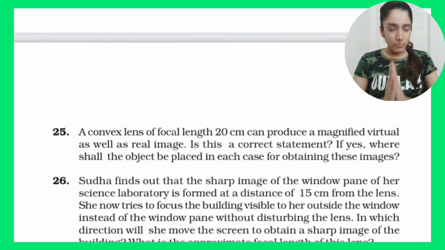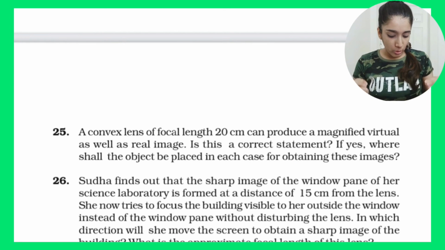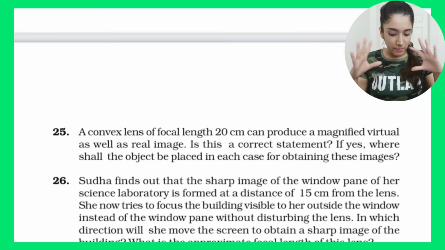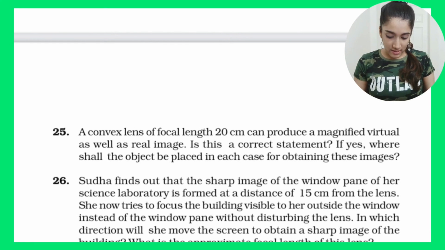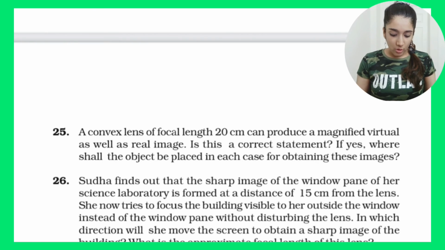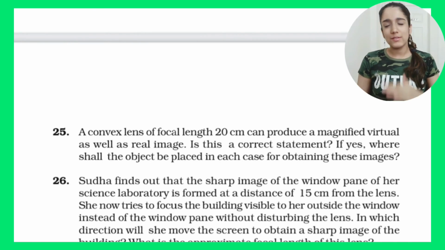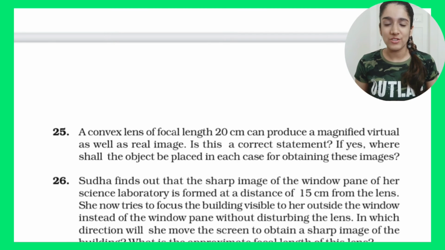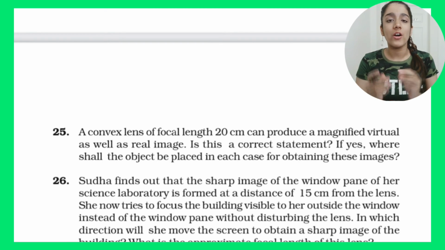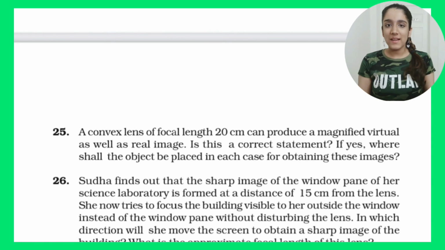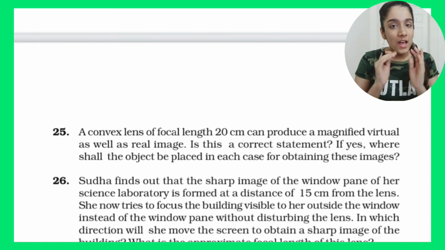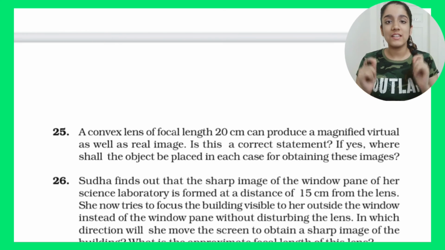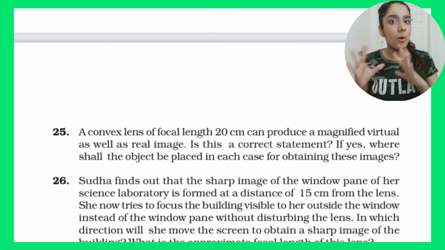Now let's move forward with 25th question. So the 25th question is asking, a convex lens of focal length 20 centimeters can produce a magnified virtual as well as real image. Is this a correct statement? If yes, where shall the object be placed in each case for obtaining these images? So this is a very simple question. Why? Because we already know a convex lens can form magnified virtual as well as real images.